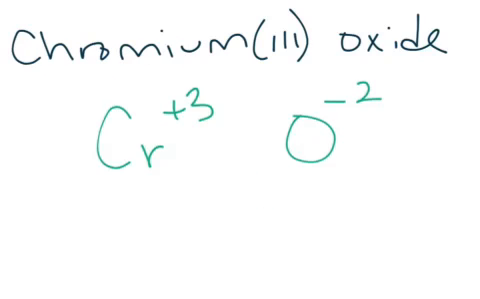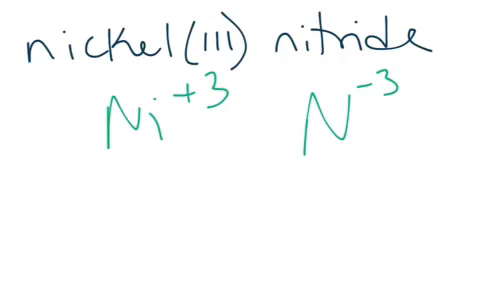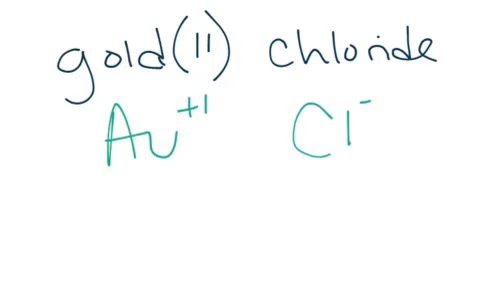Chromium 3 is going to react with oxygen to make this molecule. Nickel 3, Ni+3, nitrogen is -3. If the numbers are a 1-to-1 ratio, then that means we just have one atom of each. Gold is Au +1, chlorine -1, so once again, 1-to-1 ratio means that we just have one atom of each.